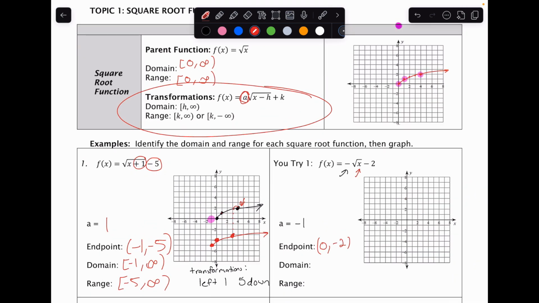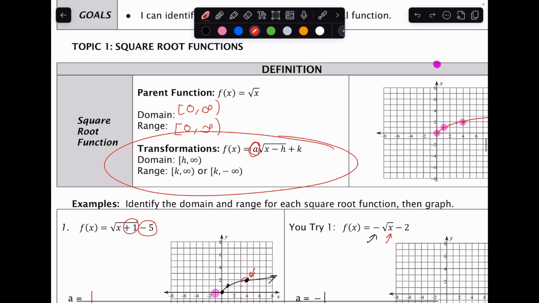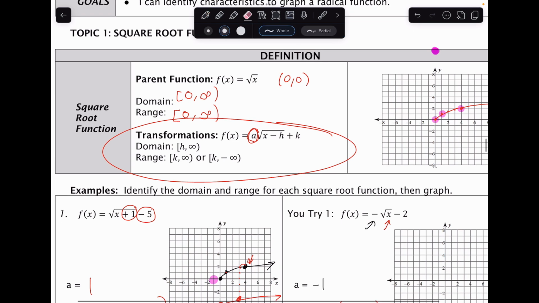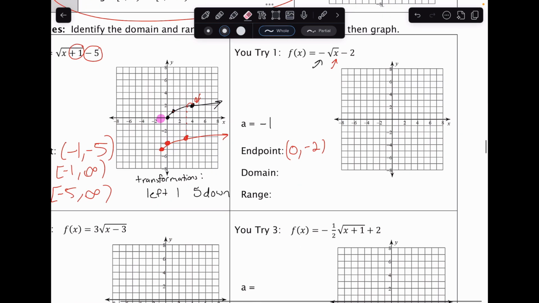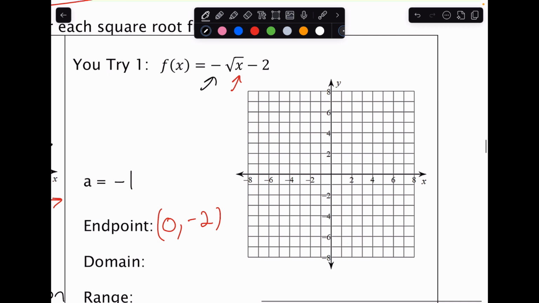When there's nothing on the inside there, it's 0, and if there's nothing on the outside, it's 0. That's why for the parent function, our endpoint is 0, 0. I guess we didn't blatantly write that out. Then for our domain, well, actually, sorry, we'll do that after we graph. I'm getting too excited here. I'm going to plot the parent function first. So we have 0, 0, we have 1, 1, and we have 4, 2.